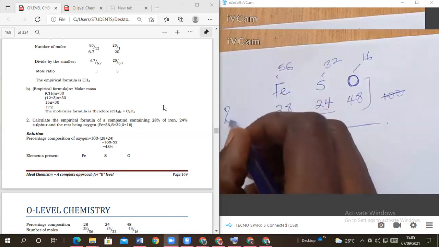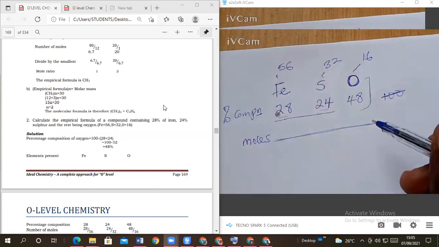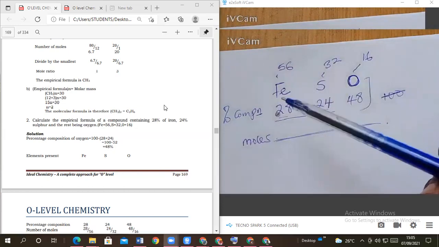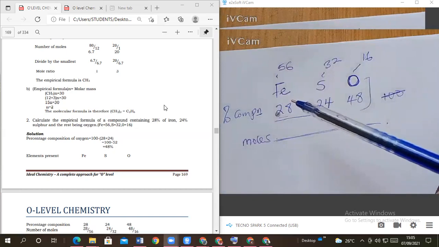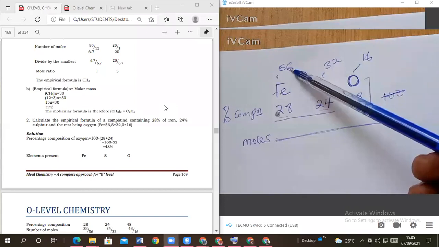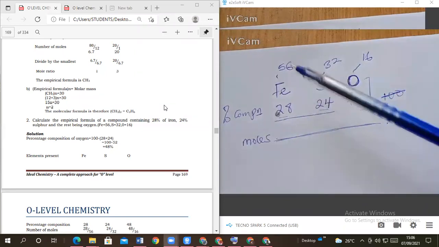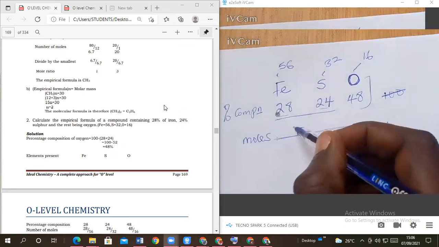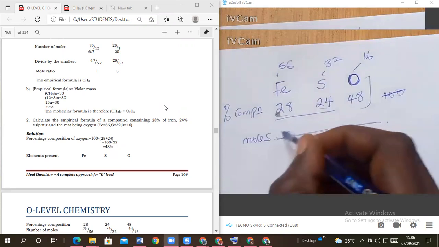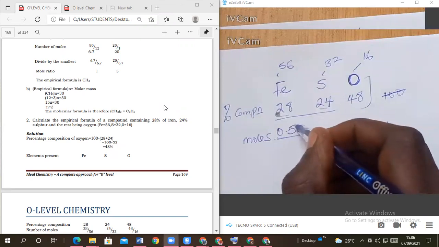This is percentage composition. The moles. What do you do to get the moles? You divide what by what? Percentage by the relative atomic mass, isn't it? Yes. Percentage by the relative atomic mass. What is the answer here? 0.5. 0.5, exactly. Yes. Okay.